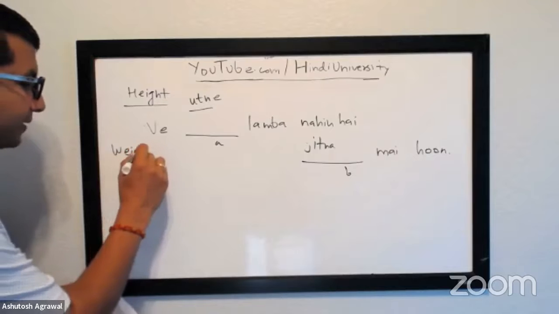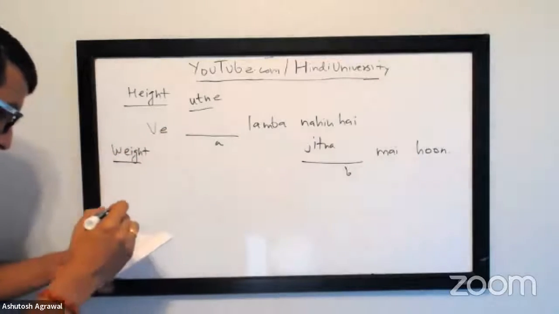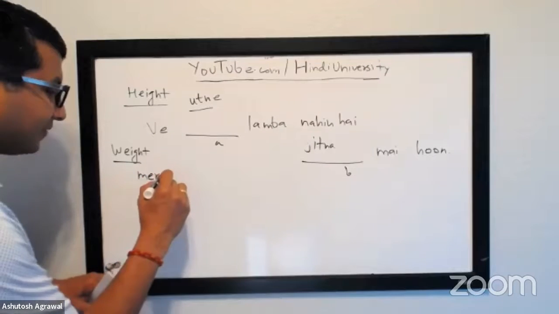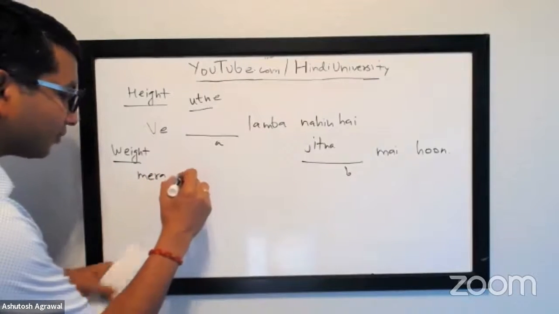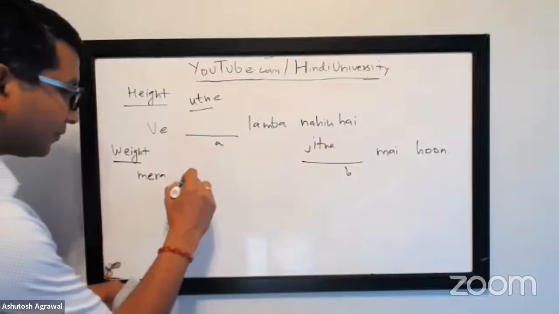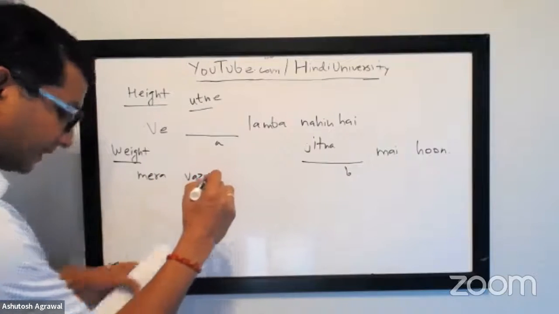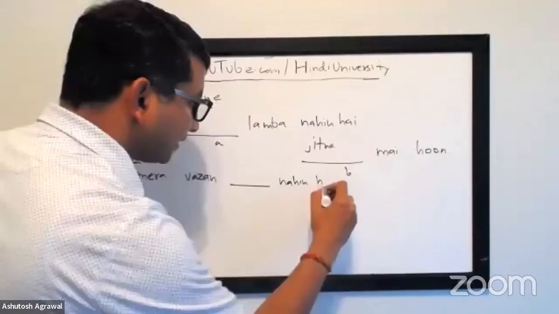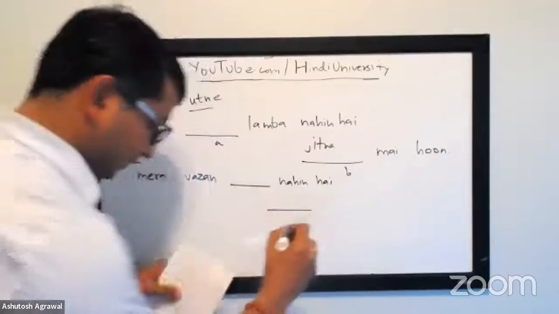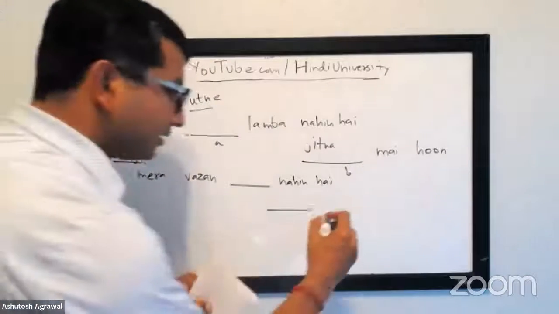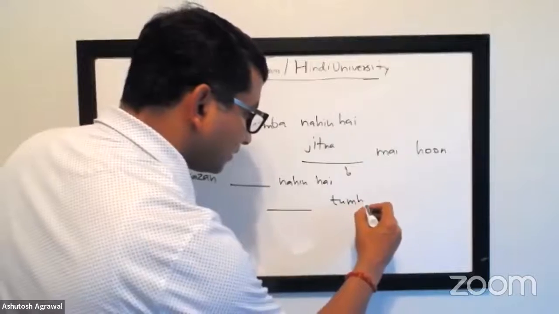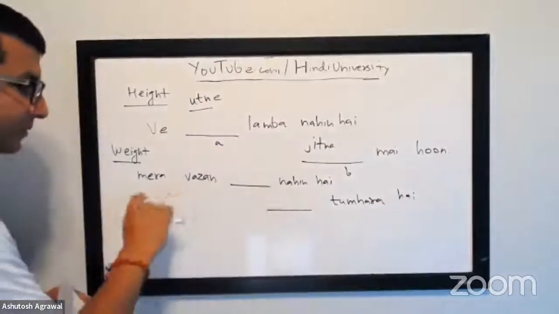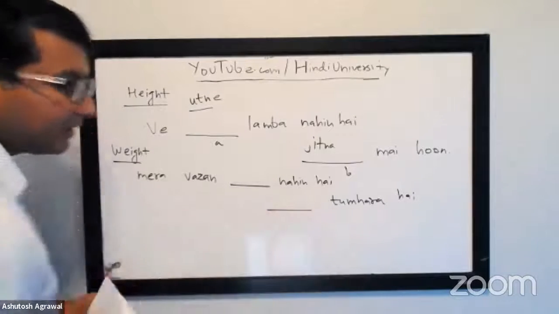Let's do about weight. Okay, we have height, we have weight also. You will say मेरा, height, weight is वजन. Right, so I'm just going to put this one, वजन. मेरा वजन नहीं है. Simple thing basically. Let's do it quickly. So you again have A and B. मेरा वजन नहीं है, तुम्हारा है.